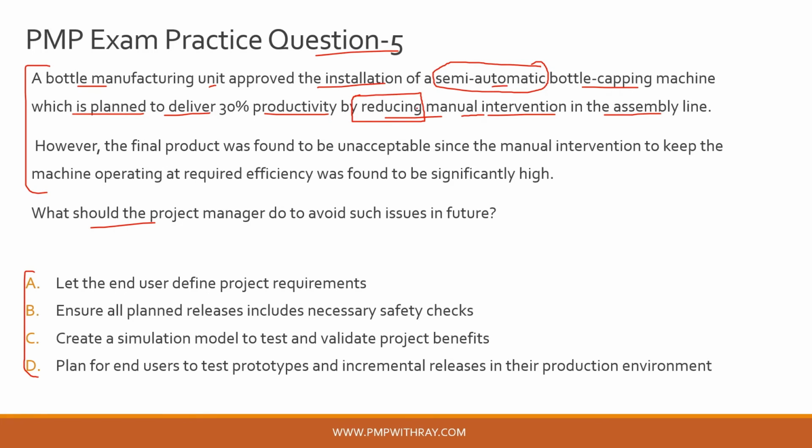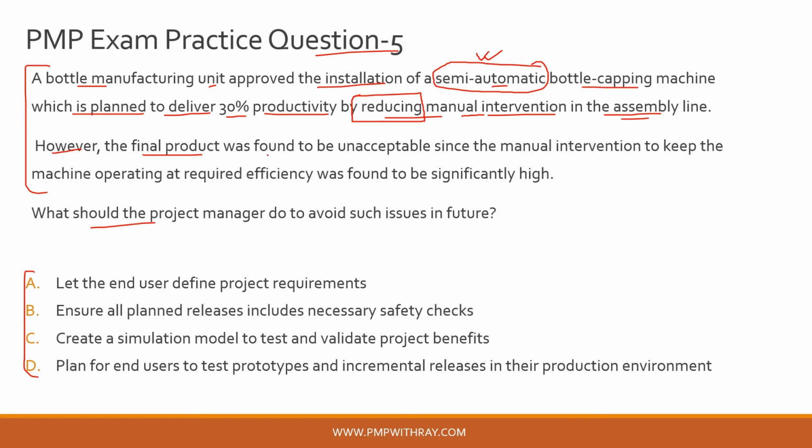Okay, so for example, at the end of the line, if you have, let's say, 10 employees working at the moment, after this semi-automatic machine is installed, you might have only 7 employees at the end of line, and that would give you a 30% productivity in the overall assembly line. Okay, so that's the basic premise that this scenario is telling.